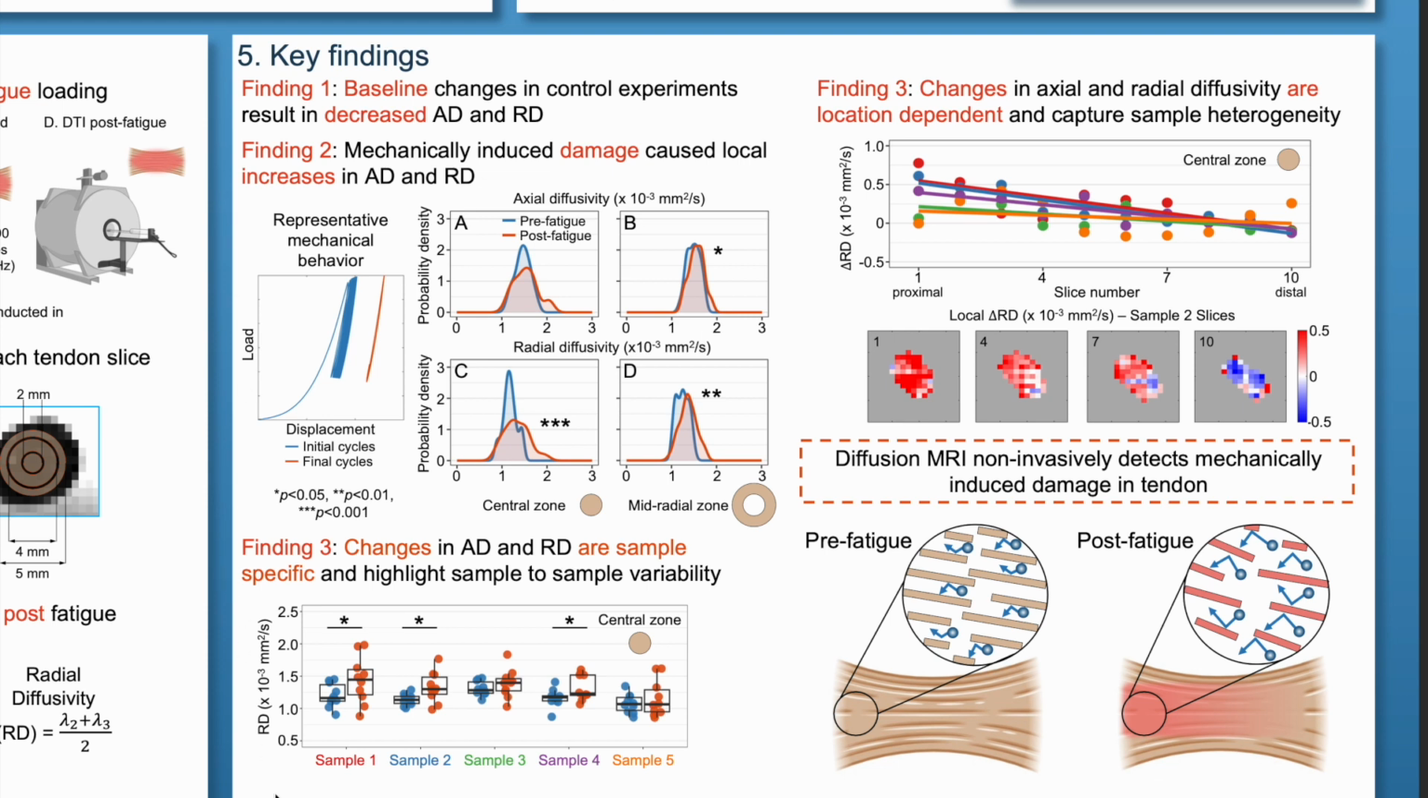Here, we show the radial diffusivity measured for the 5 different tendons before and after the mechanical loading protocol on the central zone of the tissue. On samples 1, 2, and 4, we have a significant increase in radial diffusivity, whereas on sample 3 and sample 5, we don't have a significant difference, which shows how DTI can capture the sample-to-sample variability in tendons.